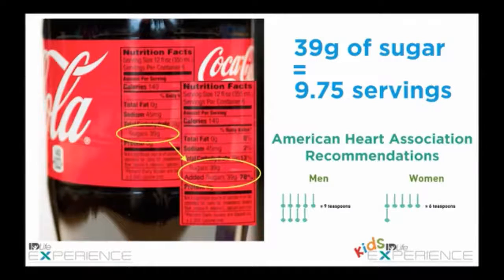So if we know that, we know this is 39 grams of sugar. We know it's 9.75 servings. We can do the math. We have our calculator. We know how this works out. How in the world does the daily value percentage get to 78? Now, I want that to set in for a second. Where in the world does that come from?